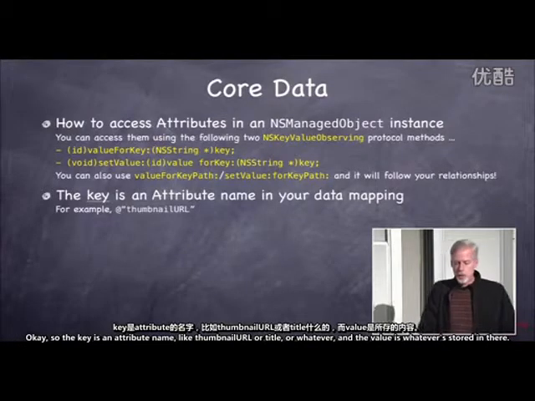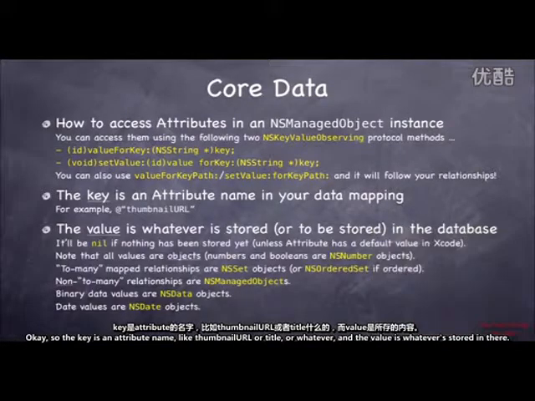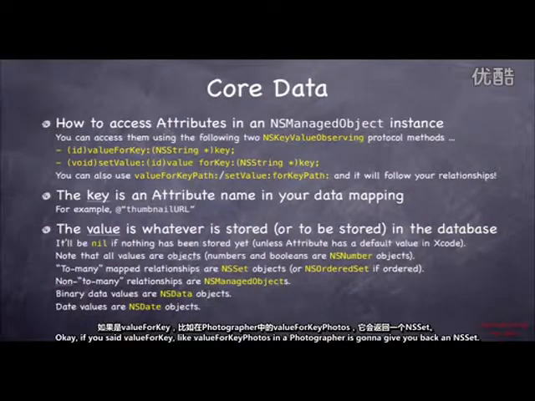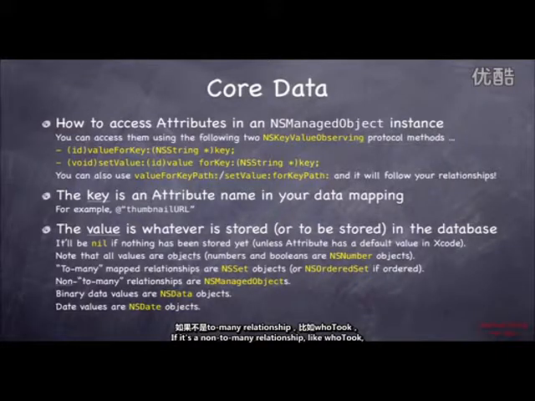Okay, so the key is an attribute name like thumbnailURL or title or whatever, and the value is whatever's stored in there. And just a reminder, too, to-many relationships are going to give you back an NSSet. If you say valueForKey, like valueForKey photos in a photographer, it's going to give you back an NSSet. If it's a non-to-many relationship, like whoTook, it's going to give you an NSManagedObject star or some subclass thereof. Binary values being NSData, same thing as I said on the slide, okay? So this is the object you're going to get back when you call valueForKey. And if you call setValue:forKey, you have to give it the appropriate type of object as well.